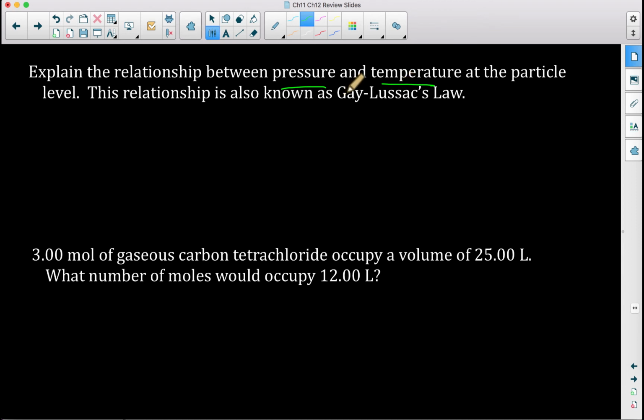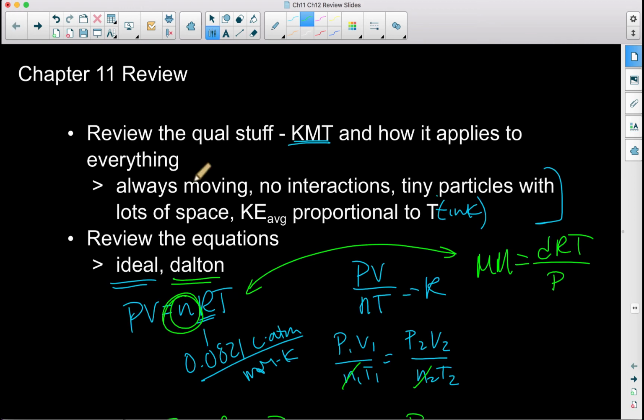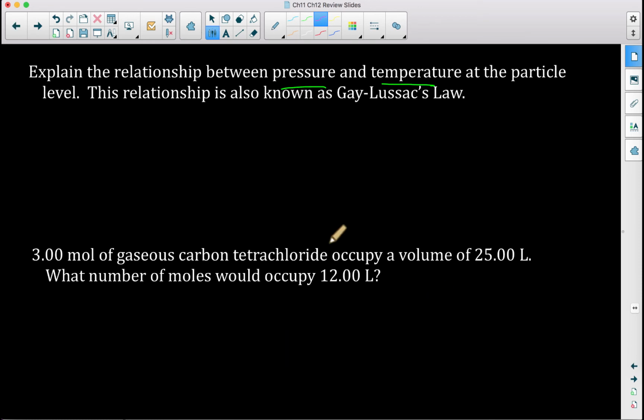First, it might benefit us to think about what the relationship is mathematically before we try to explain it qualitatively, to make sure we're doing it right. If we go back one page, we'll see that pressure and temperature have what kind of relationship? Right, one on top of the other has to equal a constant, which means that if one goes up, the other must go up, which means that they have a direct relationship.